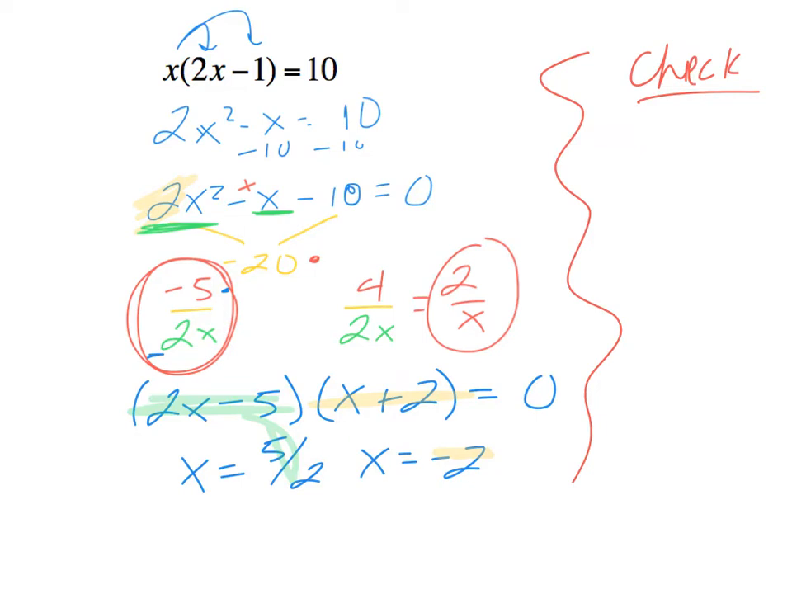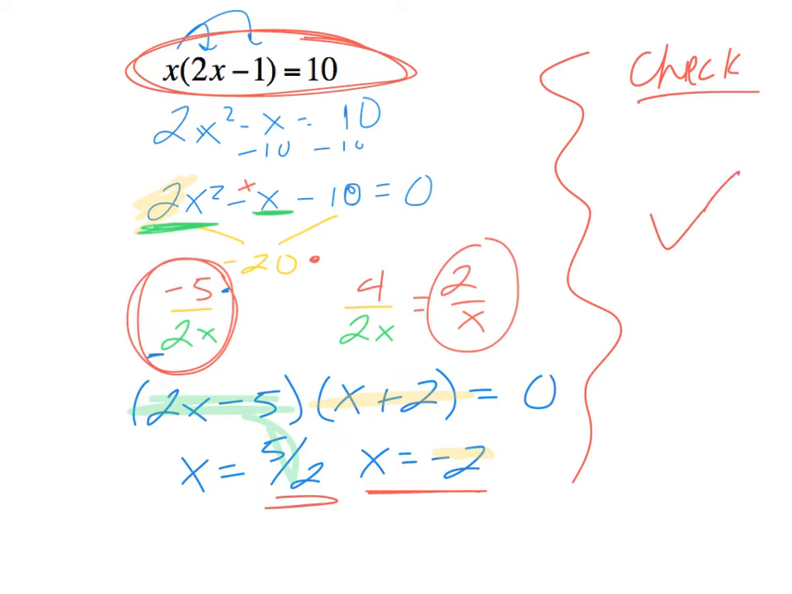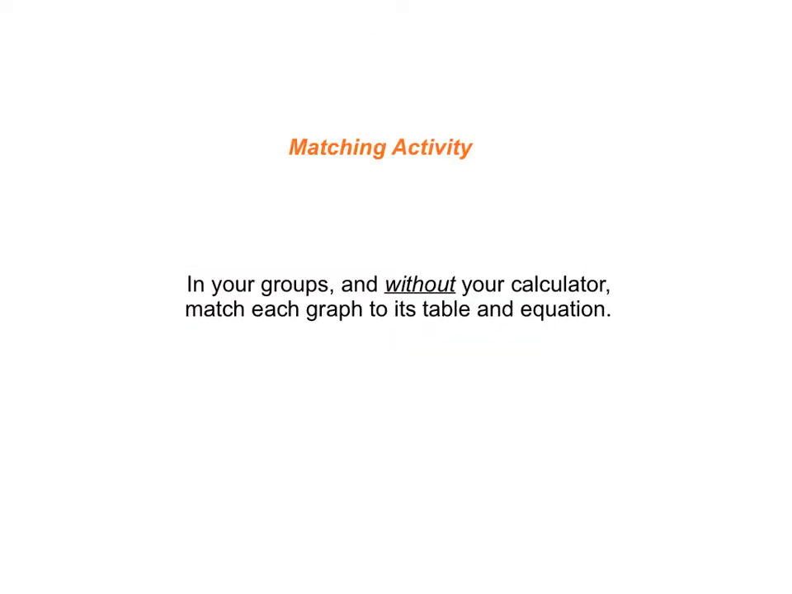So if you take 5 over 2, you can then plug that in up here and check, do you get 10? And then take negative 2, plug that in up here, and then check if you get 10. For these, they're both going to check out, so we have no extraneous solutions.